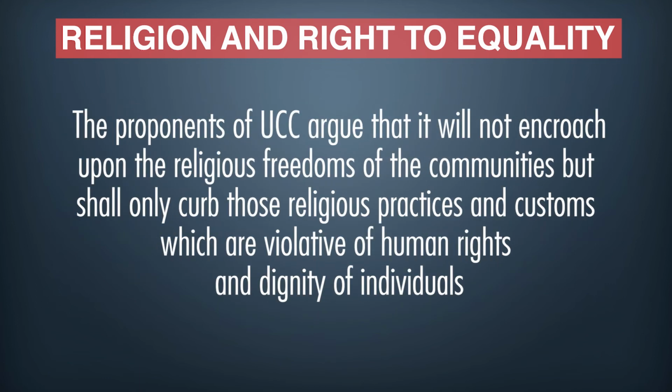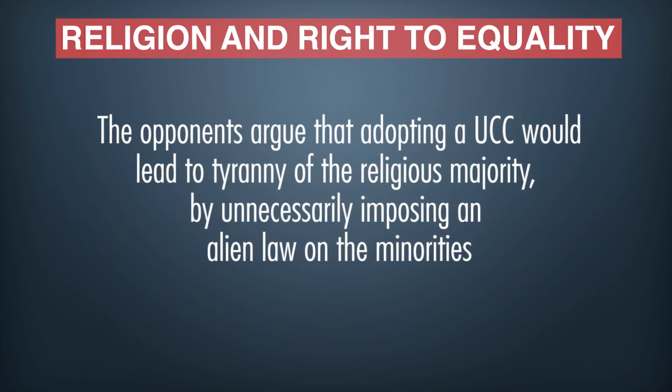The proponents of a uniform civil code argue that it will not encroach upon the religious freedoms of the communities, but shall only curb those religious practices and customs which are violative of human rights and dignity of individuals. However, opponents argue that adopting a uniform civil code would lead to tyranny of the religious majority by unnecessarily imposing an alien law on the minorities.